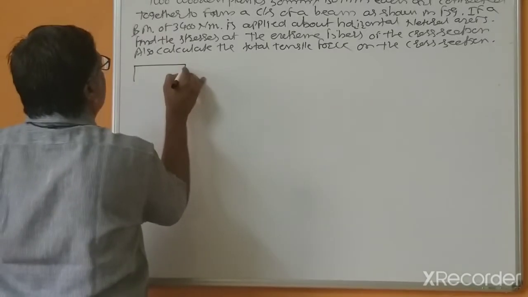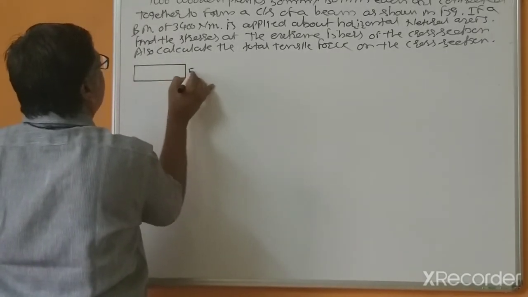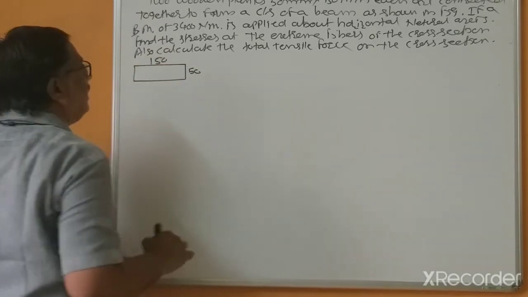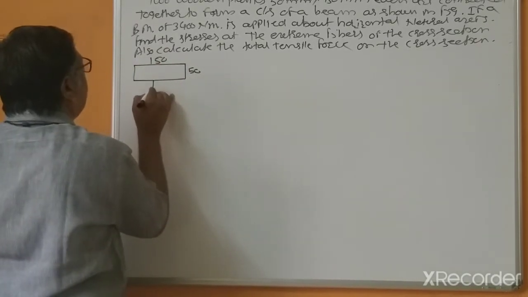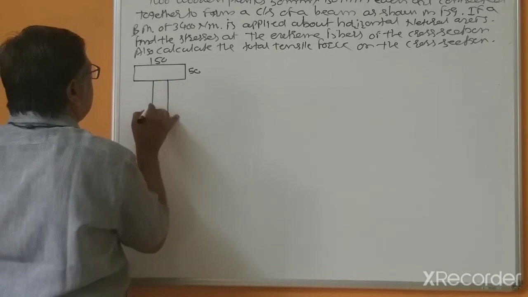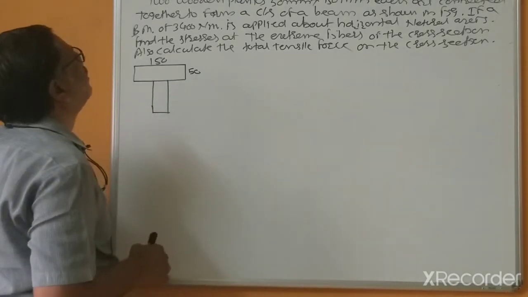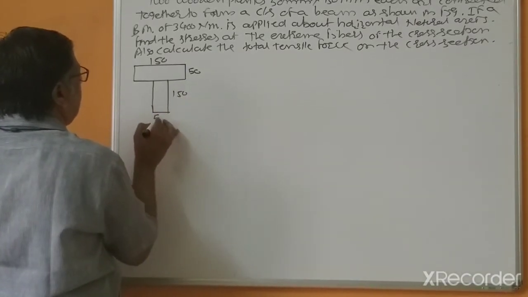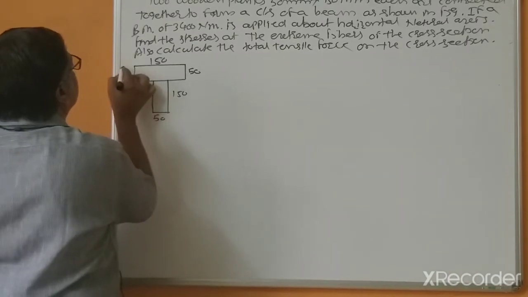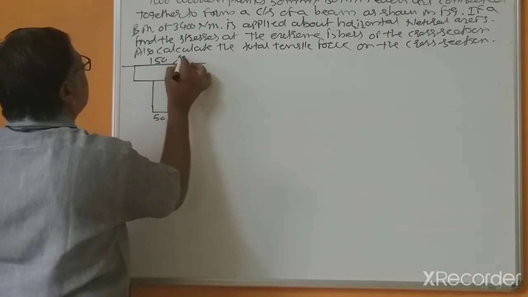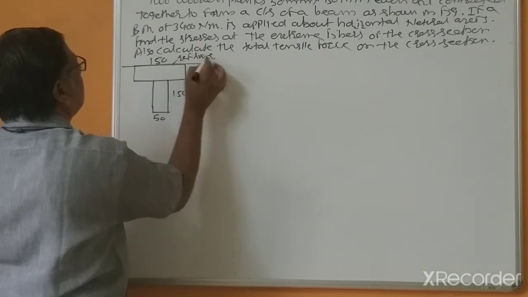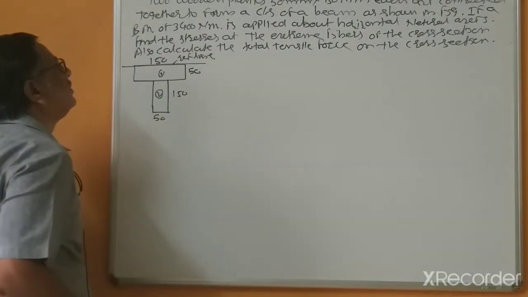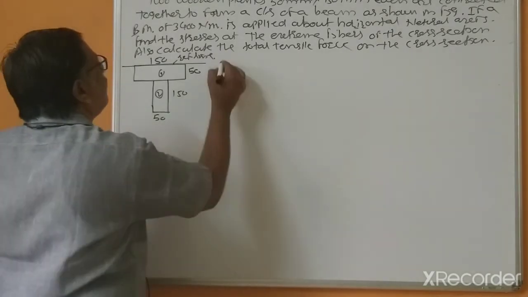So first, two planks 150 mm. Suppose this is 150 mm by 50 mm and another 50 mm by 150 mm, as shown in figure. So this is 150 and this is 50. Suppose this is a reference line and this is the first section and this is the second section.